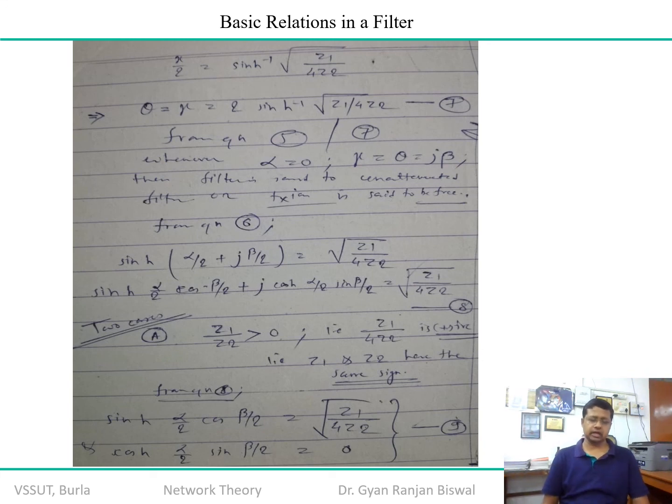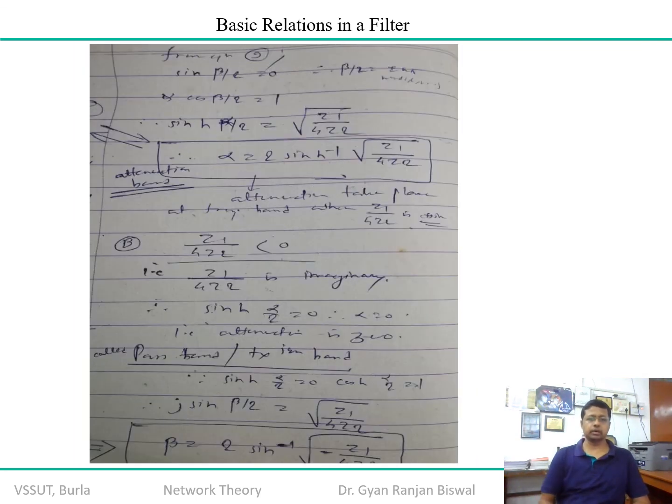Let us broadly try to understand equation number 6 in two different cases. Let's say the ratio Z1 by Z2 is greater than 0. Then Z1 upon 4Z2, because with 4Z2 you are increasing the denominator, the factor should always remain positive, because Z1 and Z2 have the same sign. It doesn't matter what it is, but it should remain positive. To achieve that, you have to refer to equation number 9.